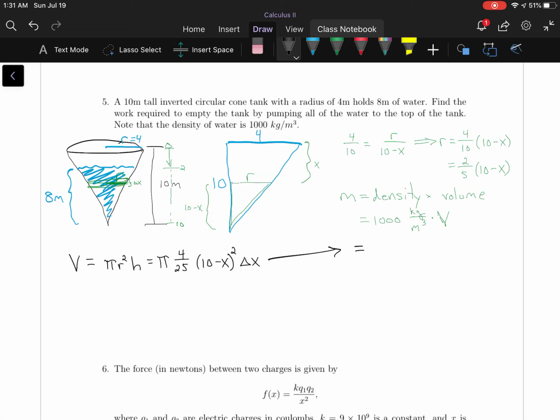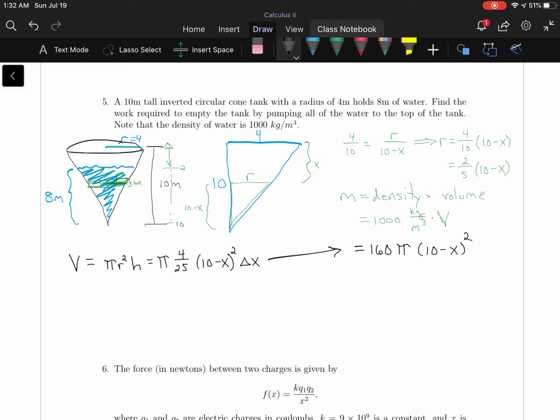And here's our volume, which I am going to sub in. And that is going to give us, let's see, 160 pi times 10 minus x squared. So let me just check that. So we've got 1,000 times 4 divided by 25, which is 160. Or sorry, the 160 pi times 10 minus x quantity squared is our mass.